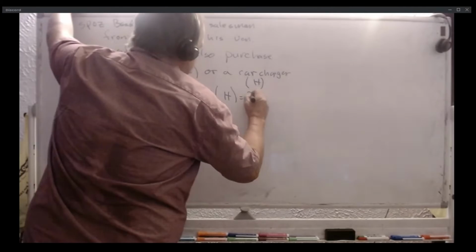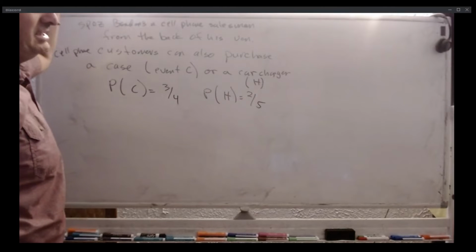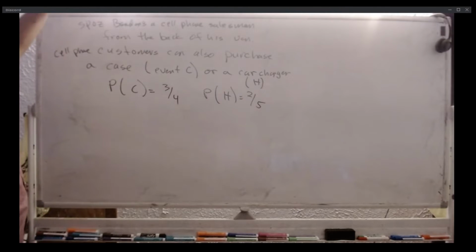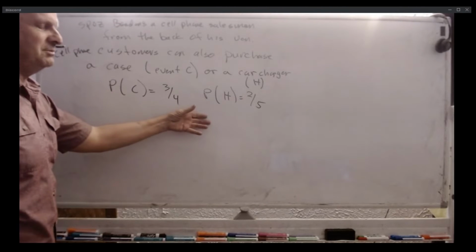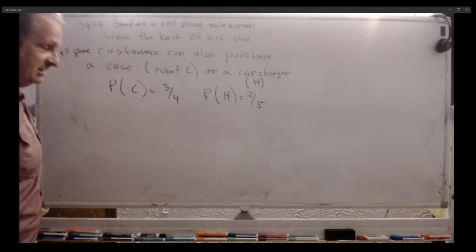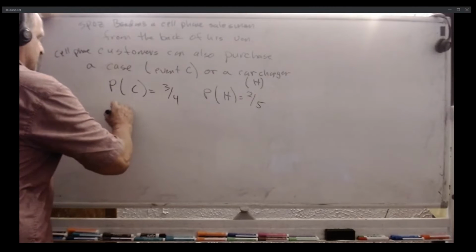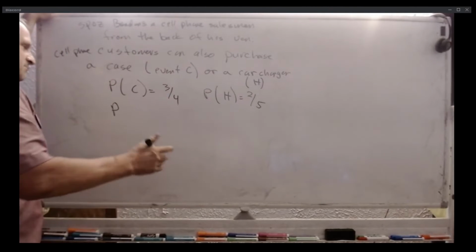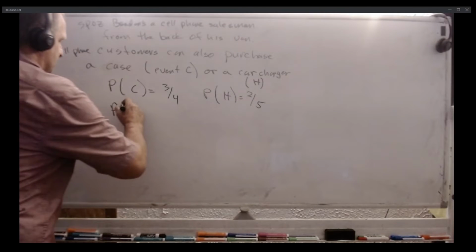So 2 out of 5. That means 2 out of 5 customers. Let's say it's the AT&T store. Think in terms of that as well. These numbers are probably not incredibly far off, I would think. What's the probability of both? Because we're going to need one, right? If we're going to figure out the probability C given H, blah, blah, blah, we need the probability of both.